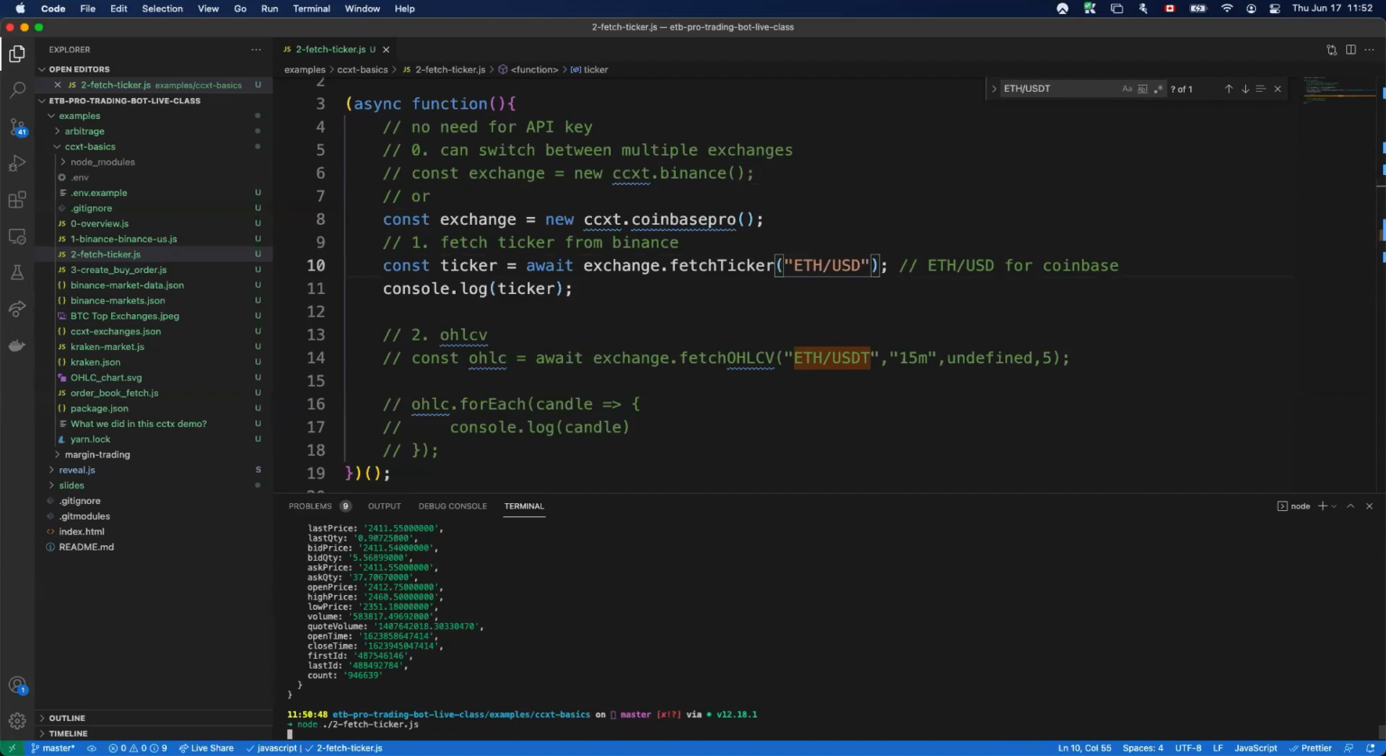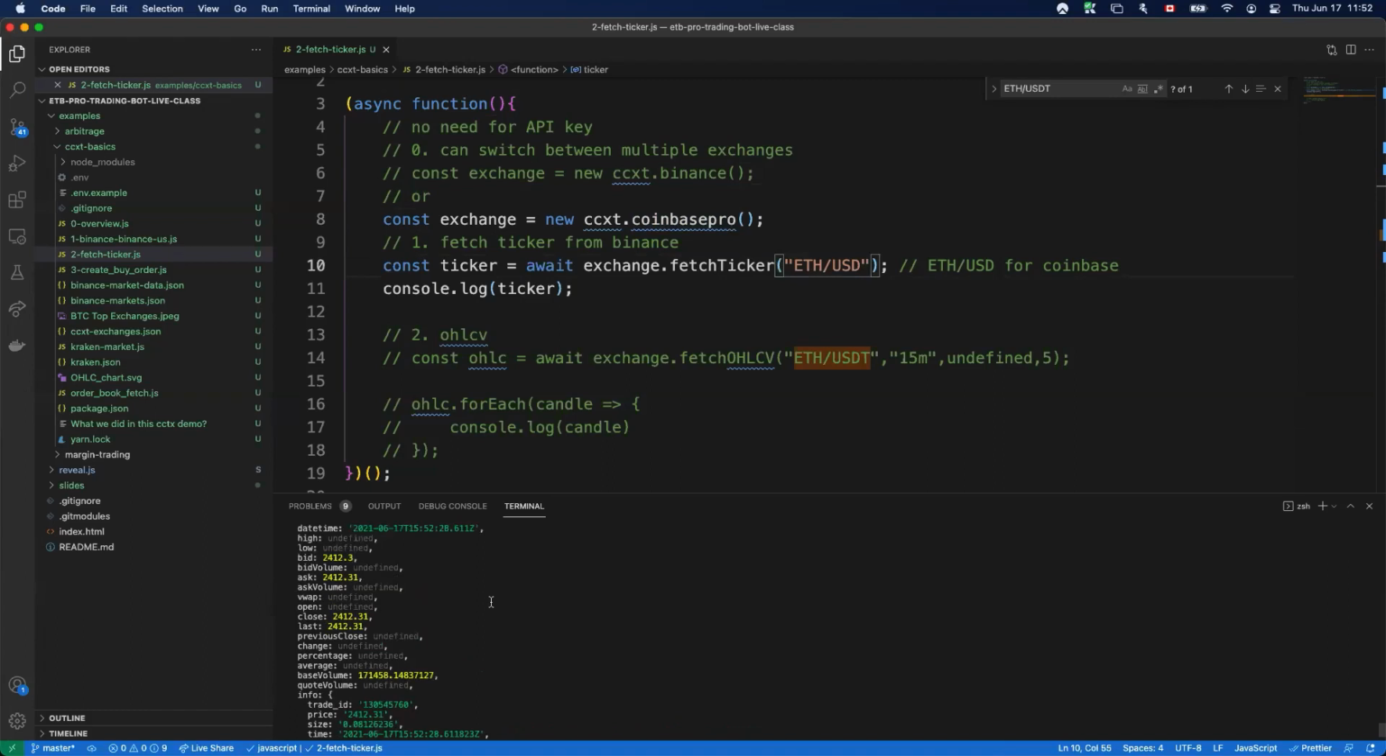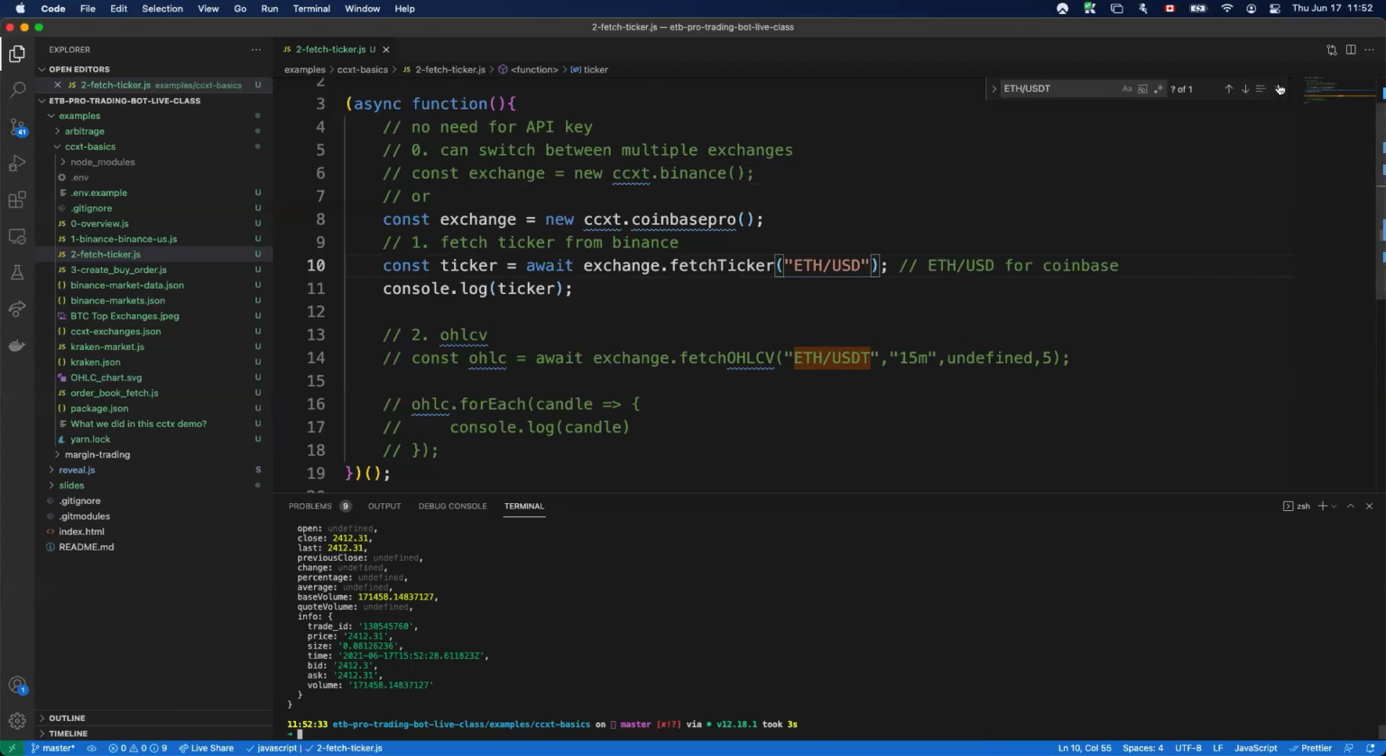So node, and this is the data that I get from Coinbase Pro for ETH to USD, right? So there is a difference in the way that the responses are received from several exchanges. So that needs to be taken care of. But the basic data which will be there in the responses is going to be almost uniform across all the exchanges, right?